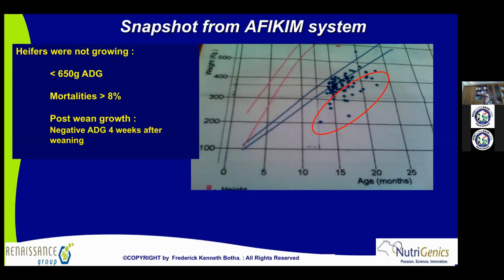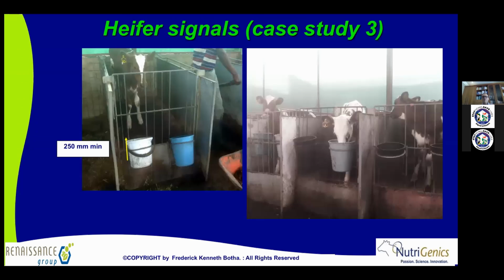Average daily gains were way below 650 grams, and we tried to always get them close to 800. So they were off our normal benchmarks. The mortality rates were well over 8% for the first 12 months of age. And we also saw a decrease in the average daily gains for the first 4 weeks after weaning. So I had to go and look at what the problem was.